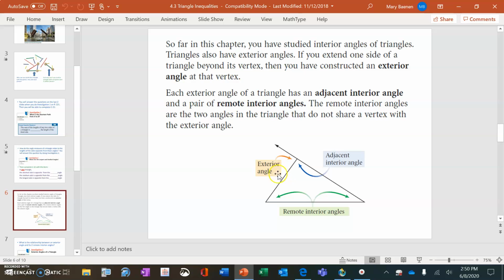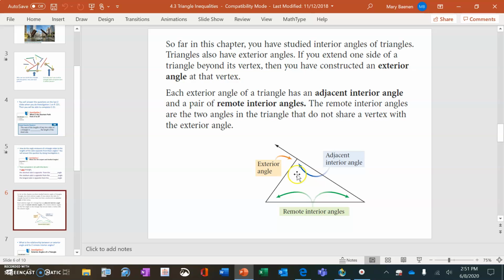Okay, so there are other exterior angles. I could extend this side, and then I would have another exterior angle. I could extend this side, I have another exterior angle. Now some people would say, how come I didn't extend this side? Wouldn't that give me an exterior angle also? Yes, it would. It would be over here, and those would be vertical angles, which would be identical in measurement. So it doesn't matter which side you extend, they're going to be equal.